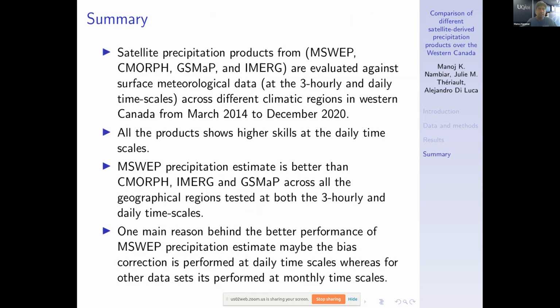So this is the summary. All the products show higher skill at the daily time scale. MSWEP precipitation estimate is better than the other data sets, both at 3-hourly and daily time scale. MSWEP performs better because the calibration is performed at daily time scale, whereas the other data are calibrated at monthly time scales.